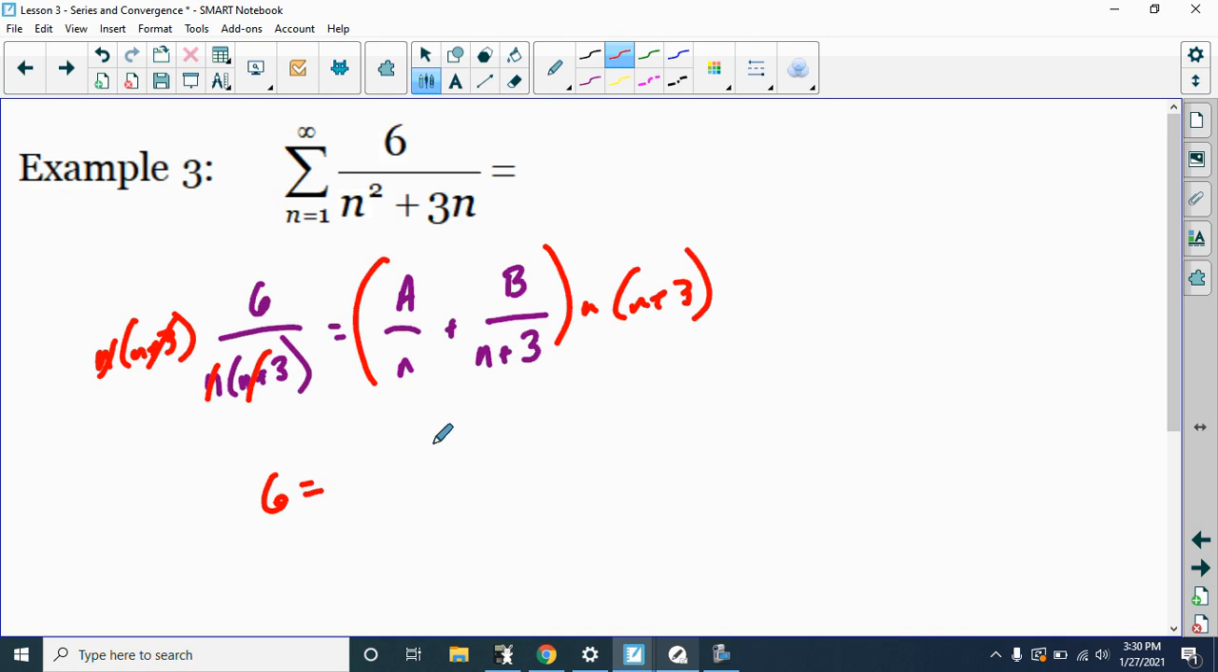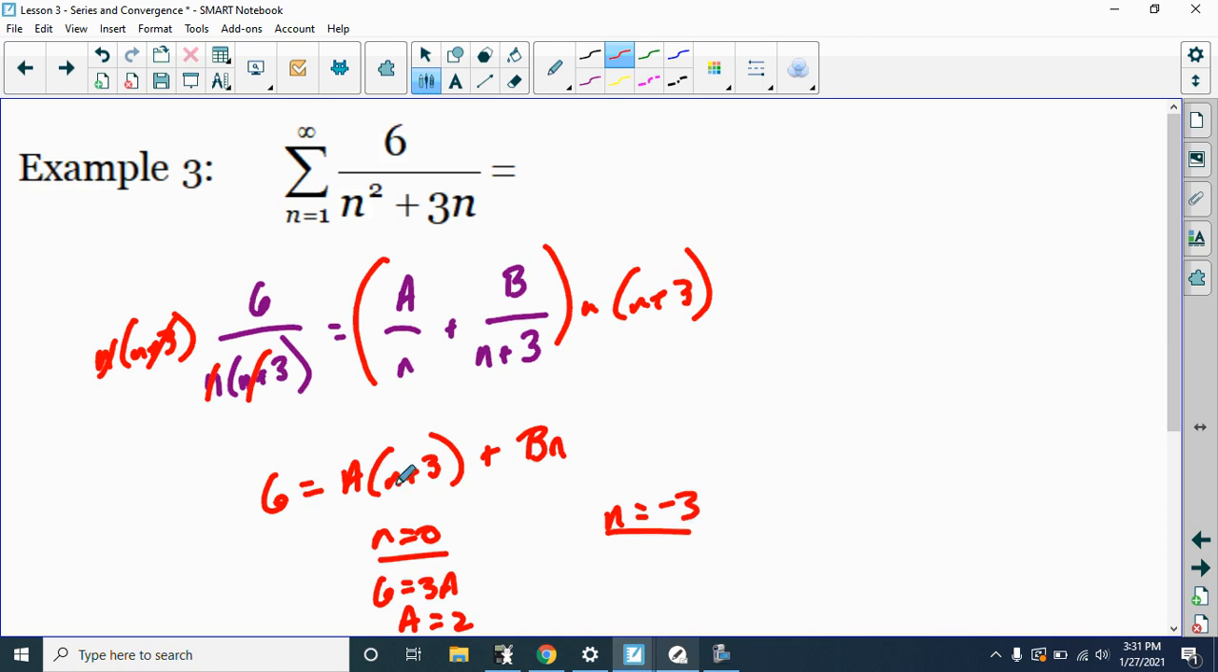So we get 6 equals, when I distribute, the n's cancel, so I get a times n plus 3, plus here the n plus 3's cancel. This isn't anything new. We've done lots of problems like this. If n equals 0, this goes away. I get 6 equals 3a, so a is 2. And if n is negative 3, this goes away, and I get b is negative 2.